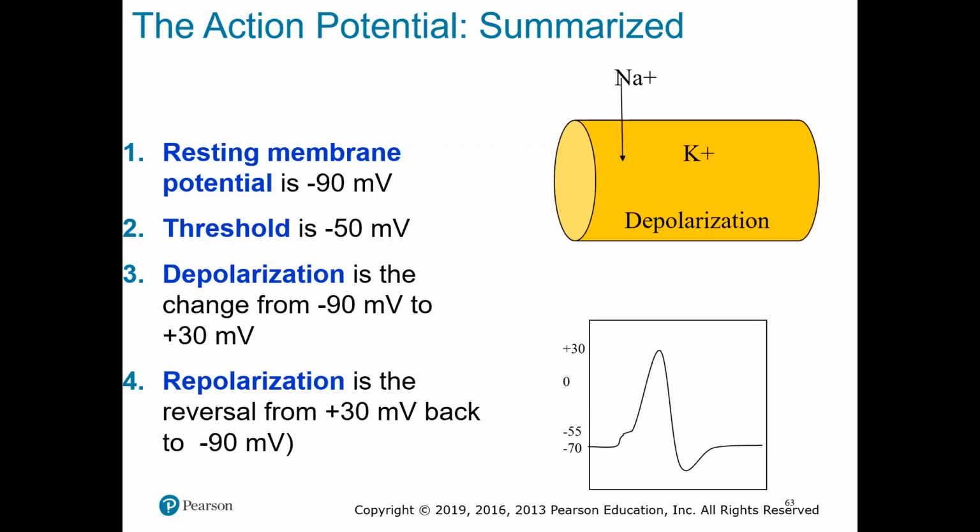So to summarize, the resting potential on a muscle cell is minus 90 millivolts. Threshold is minus 50 millivolts. Depolarization occurs from minus 90 up to plus 30 when the sodium channels are active. Repolarization shuts the sodium channels and opens the potassium channels, and we go from plus 30 back down to minus 90. So everything I've been talking about for the past 20 minutes is here in one slide.